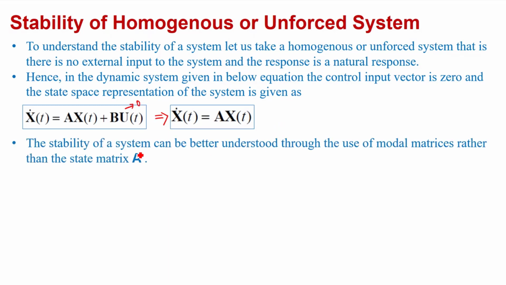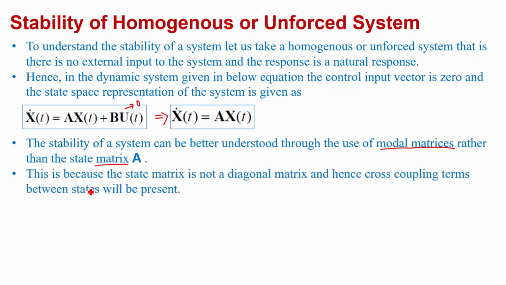The stability of a system can be better understood through the use of modal matrices rather than the state matrix A. Let's see how. This is because the state matrix is not a diagonal matrix, hence cross coupling terms between states will be present. If we represent the state matrix, there will always be cross coupling terms.